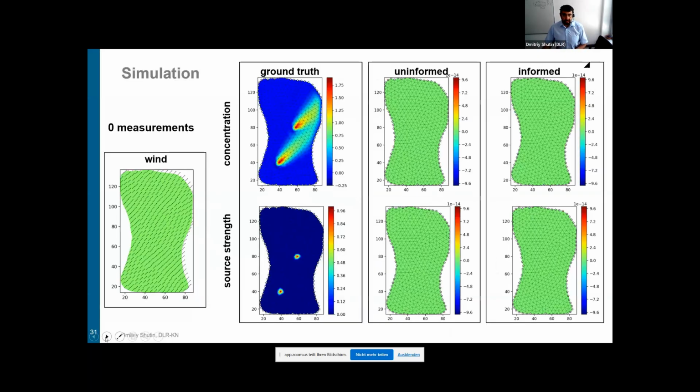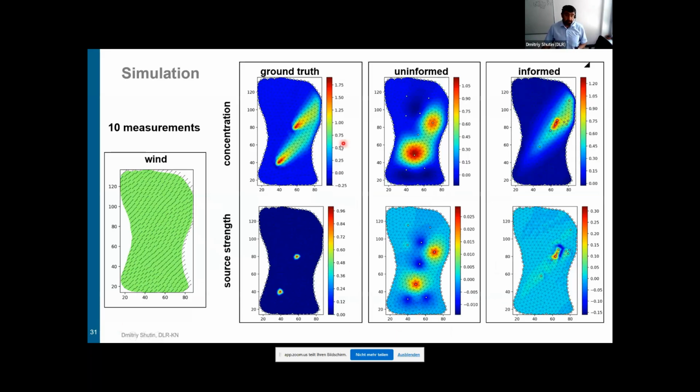How does it work in practice? Well, this is a simulation where we say, okay, we have a wind, which we say we know.